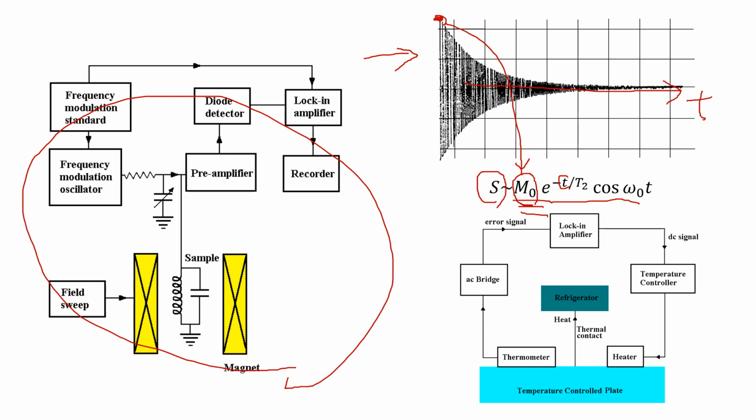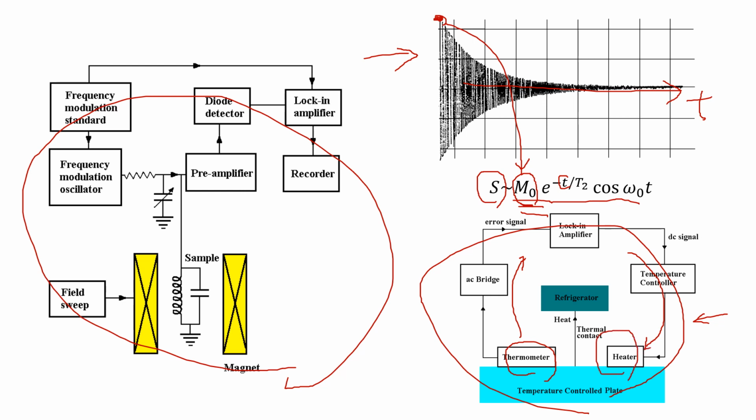And this figure shows the schematic figure for the temperature controlling system. We measure the temperature using a thermometer and compare it with the setting temperature, and heat is supplied to the heater to obtain the setting temperature.